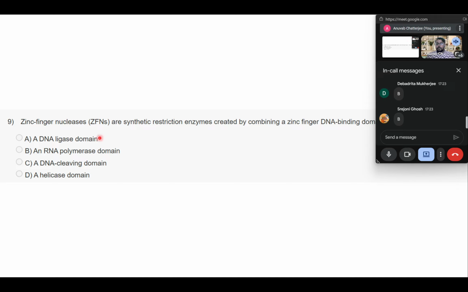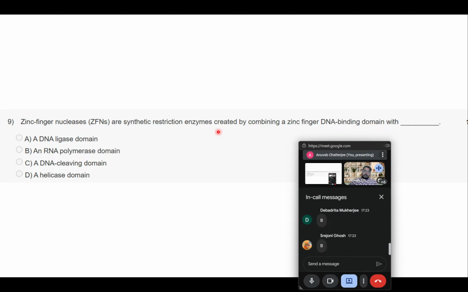So now we were talking about the zinc finger motif. Now we are going to talk about the zinc finger nucleases, which are actually used to do the genomic editing. So zinc finger nucleases are synthetic restriction enzymes created by combining zinc finger DNA binding domain with what of the following? A DNA ligase domain, a RNA polymerase domain, a DNA cleaving domain, or a helicase domain.